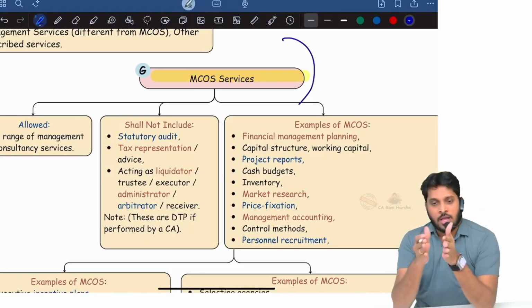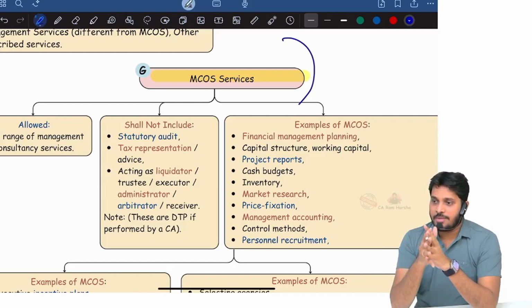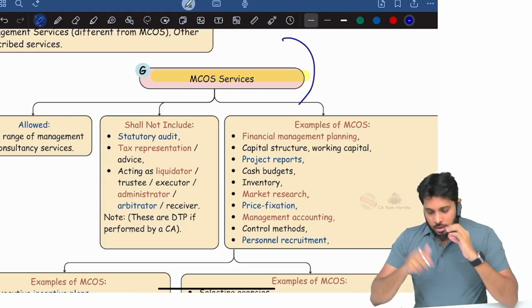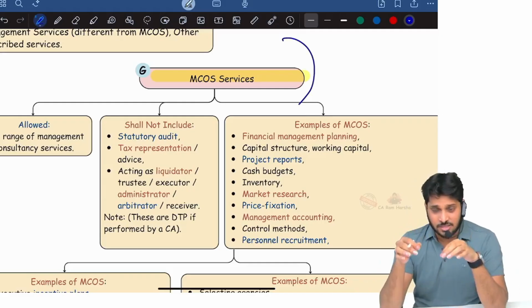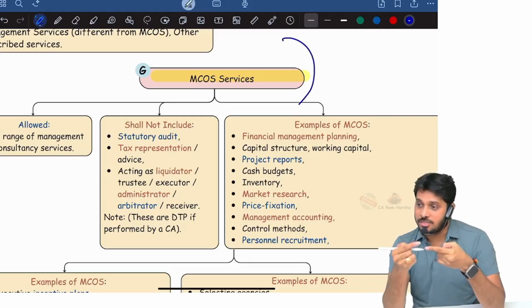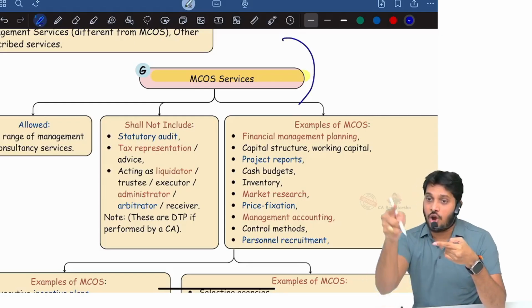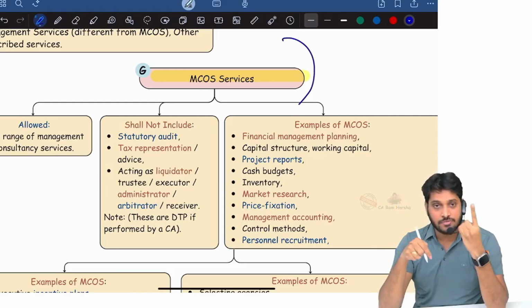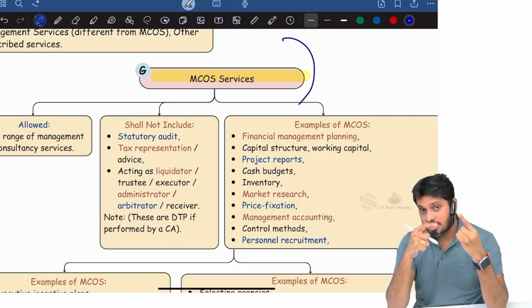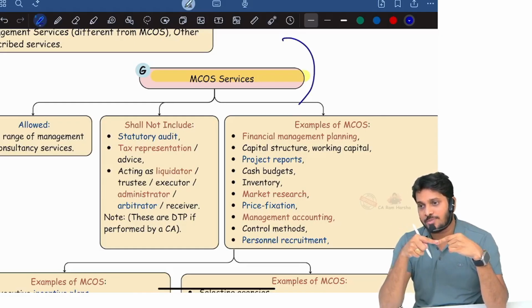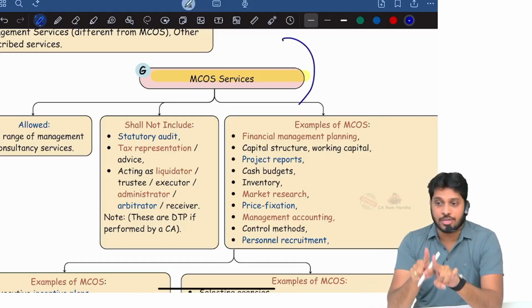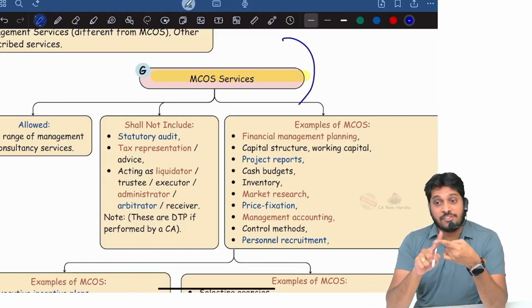Can a CA in practice provide management consultancy and other services? Yes, you can provide them, absolutely no problem at all. The question is, can you provide these services to the audit client? Suppose I am an external statutory auditor under the Companies Act for one company. The same company is asking me to provide management consultancy and other services. Can I provide that? Yes, you can, subject to it not coming under Section 144.